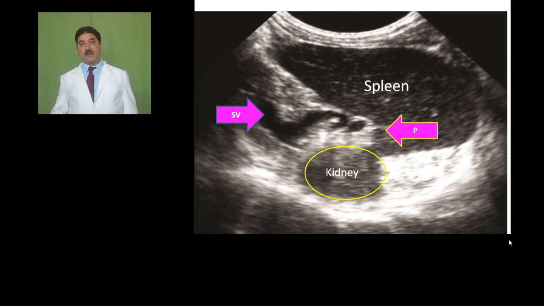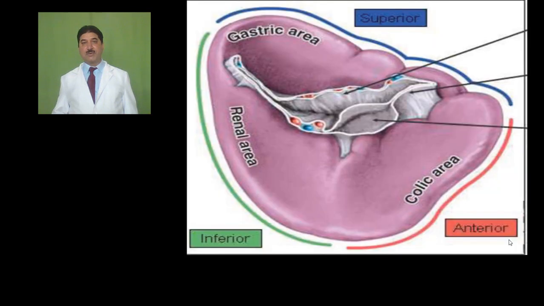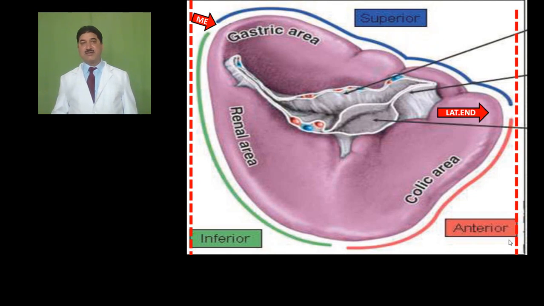It has a diaphragmatic surface and a visceral surface. On the visceral surface is the hilum of the spleen, which is related to the pancreas. This hypoechogenic shadow leaving the hilum of the spleen is the splenic vein. It drains into the portal vein. So the spleen has a medial end and a lateral end that reaches the mid-axillary line.